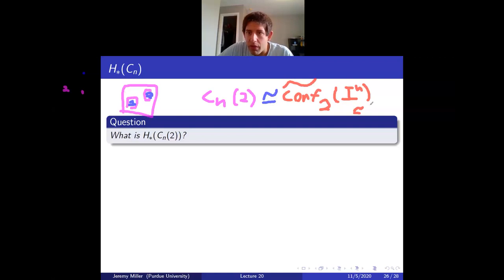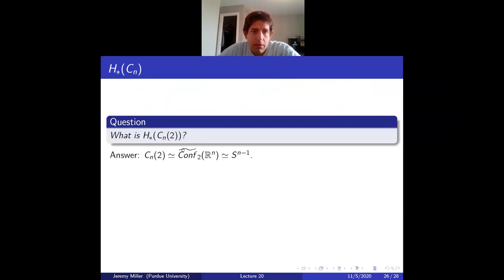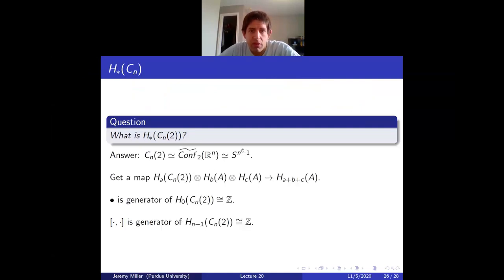And now this is equivalent to S^(n-1), because up to homotopy, it's just an arrow pointing from the first point to the second point. That's the data. How long the arrow is doesn't matter, and where it is doesn't matter, it's just the direction. So this is equivalent to S^(n-1). I guess I didn't write the answer, but it has homology in degree 0 and homology in degree n-1.